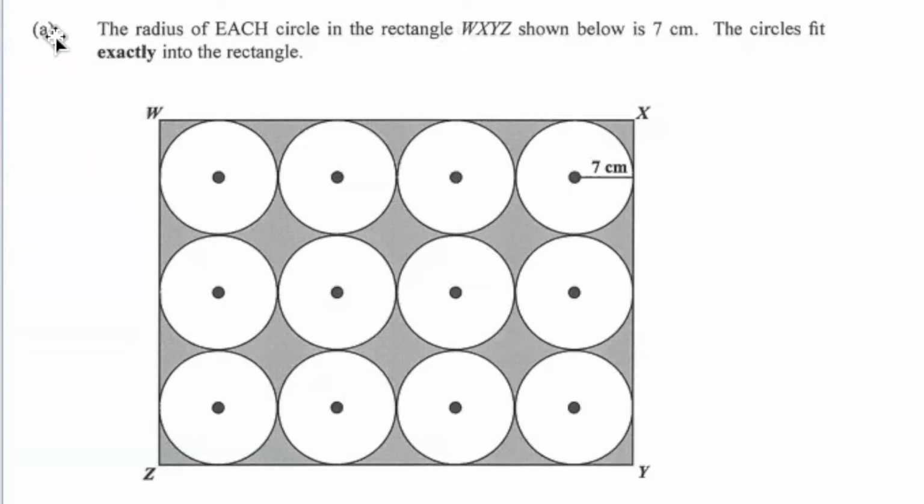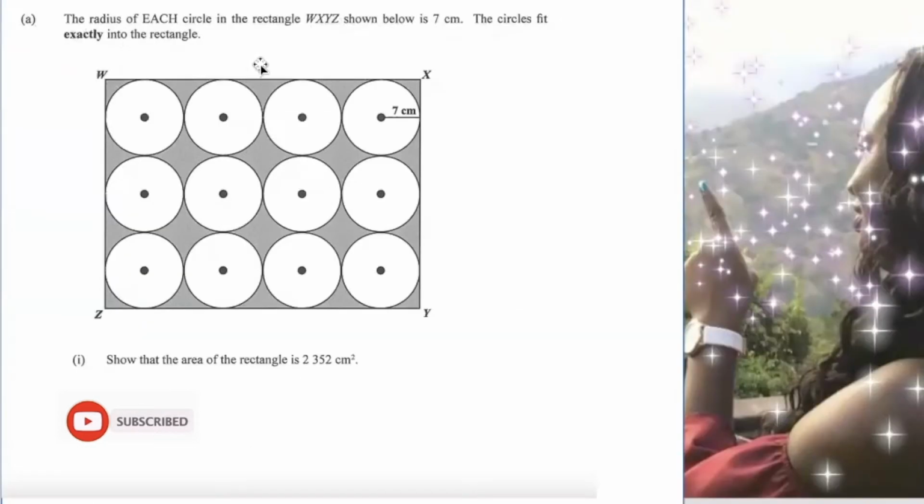Welcome back, guys. Today we'll be doing January 2020 CSEC Mathematics question 6. For this question, the radius of each circle in the rectangle WXYZ shown below is 7 centimeters. The circles fit exactly into the rectangle. So this is the rectangle W, X, Y, and Z, and these circles, as they stated, fit exactly in the rectangle.